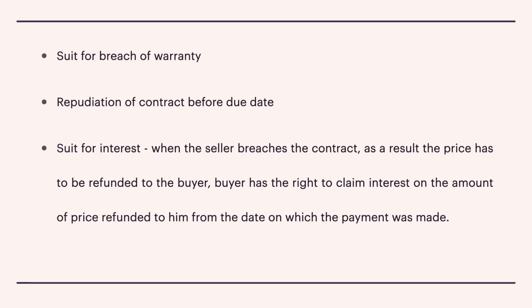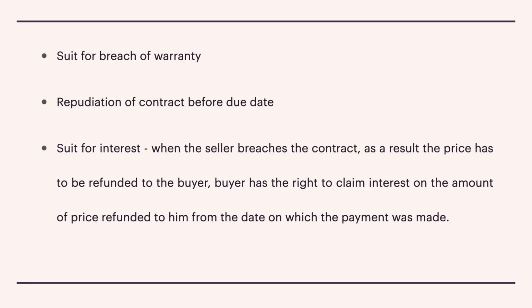Next, repudiation of contract before due date. Now, when the seller repudiates the contract before the date of delivery, the buyer may either treat the contract as subsisting and wait till the date of delivery, or he may treat the contract as rescinded and sue for the damages for a breach. Now, repudiate means what? Cancel, correct? Cancel or reject or refuse. Now, who is refusing? The seller is refusing the contract before the due date.